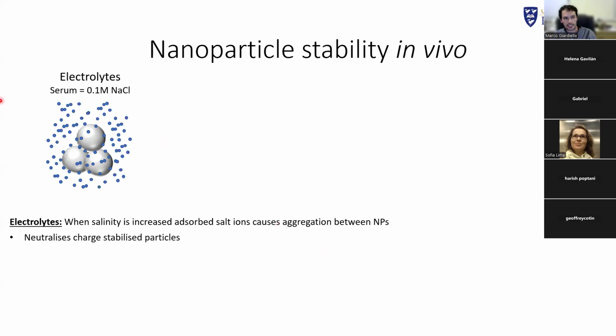This is one of the most important ones, because your serum is full of salt. If you have a charge stabilized particle, which quite often they are when you first synthesize them, it will just screen out that charge. Your particles will aggregate and they won't work anymore, and then you'll just have an accumulation of lumps of your material inside the body. So the first thing you need to do is try to ensure some kind of steric stabilization ahead of charge stabilization, so that you can avoid that. Things like polyethylene glycols are quite useful for that.